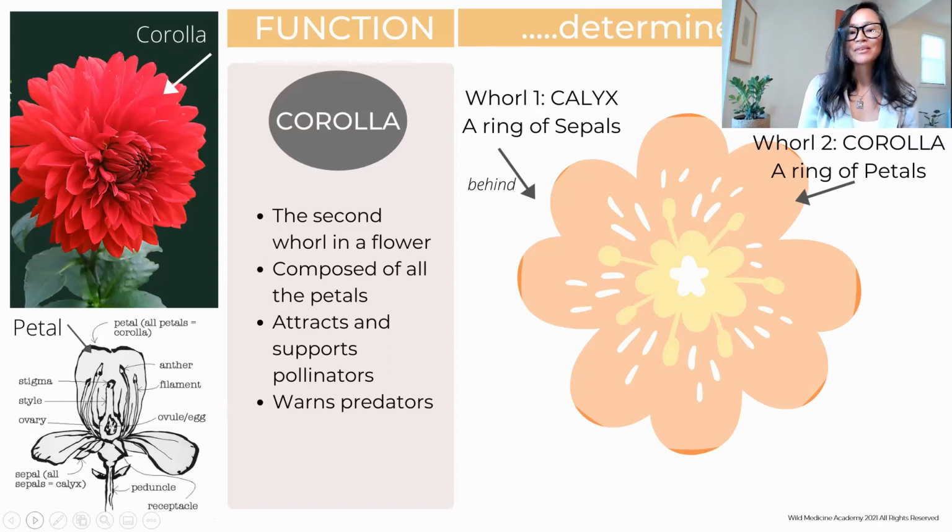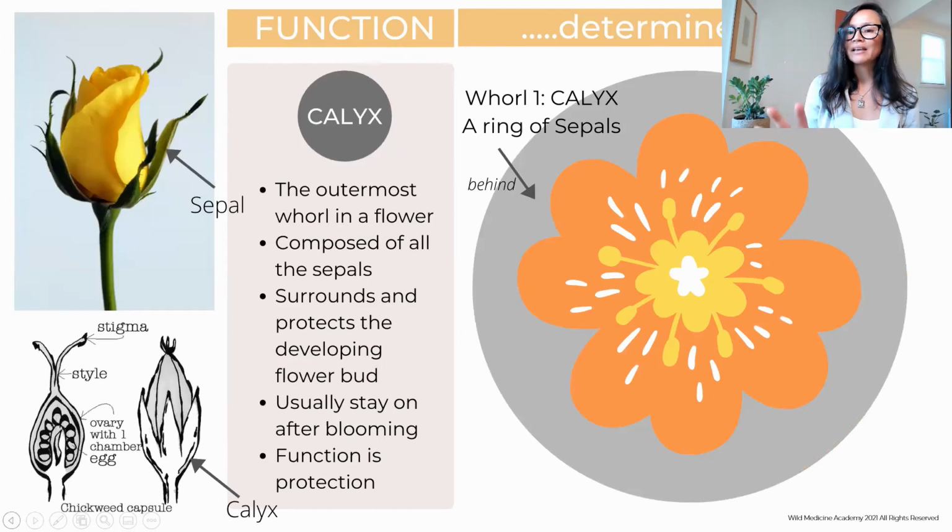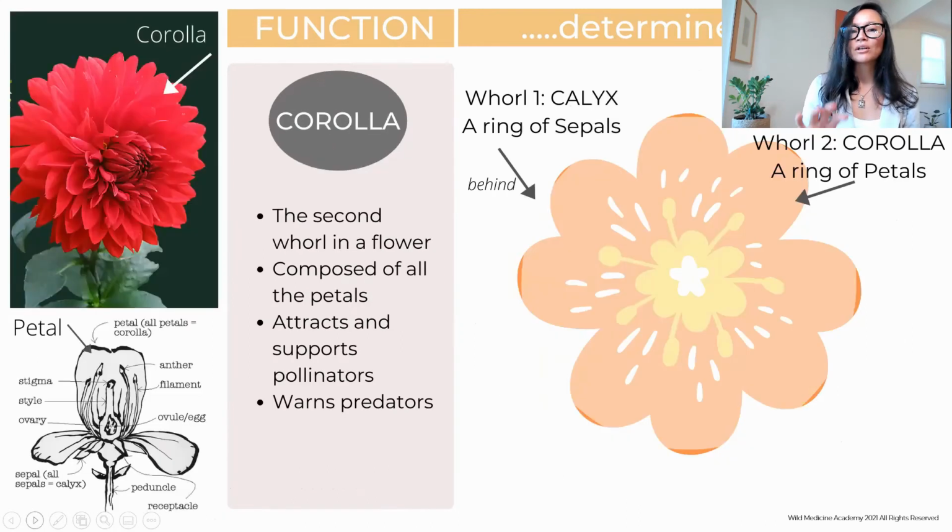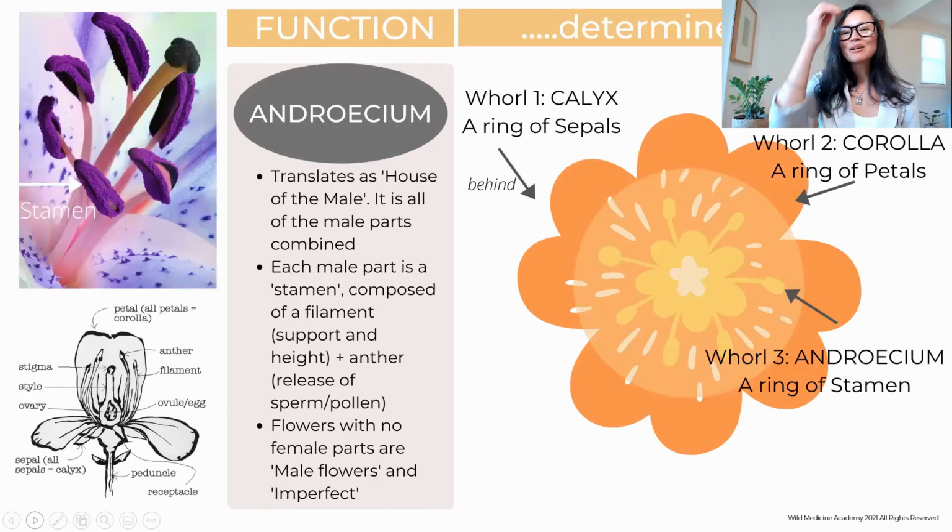So now we know we've got the calyx, which is protective, we've got the corolla, which is drawing in the pollinators, but where are they going? Next up, we have what's known as the androecium, which can be translated from the Greek as house of the male. So the androecium is referring to all of the male parts within the flower.